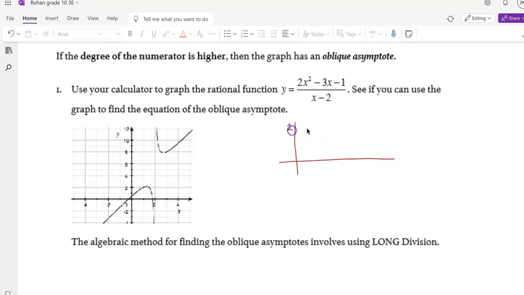So you'll take 2, this will be 2, minus 3, minus 1. So 2 2s are 4, 1, 2 1s are 2, 1. So y is equal to the quotient, 2x, plus remainder upon divisor. So then your asymptote is 2x. So the oblique asymptote is y equals 2x plus 1. Okay, that's cool.